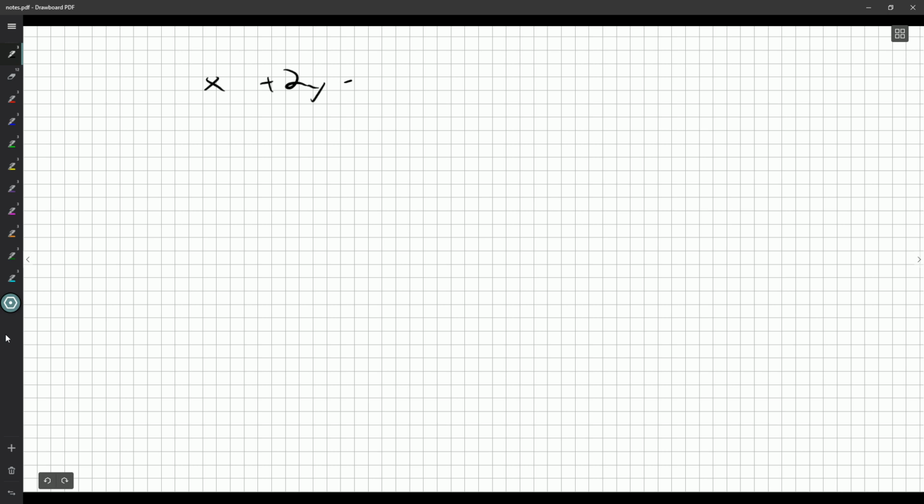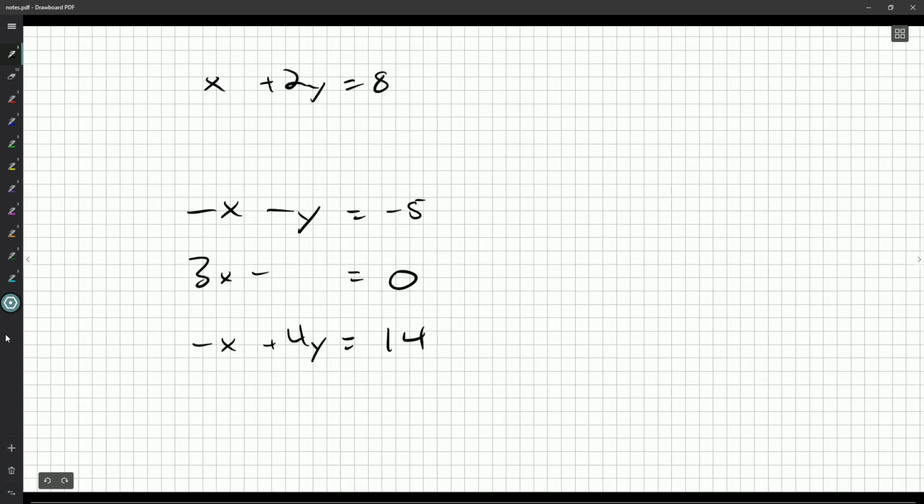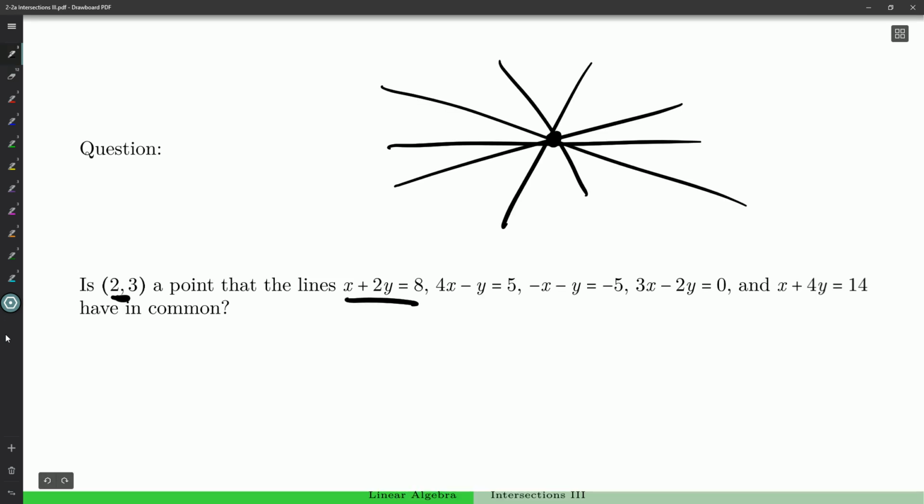x plus 2y equals 8. I know there was a minus x minus y. I think it was negative 5. Next one was equal to 0. Last one was 14. I think it was negative x plus 4y. Let's go double check. x plus 4y. And then 3x minus 2y. And then what was the second one? 4x minus y equals 5.